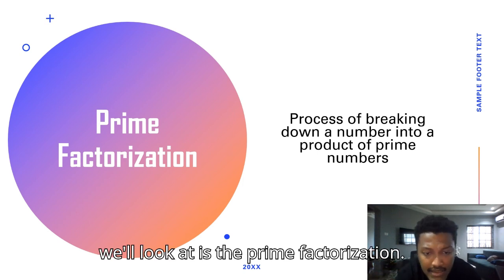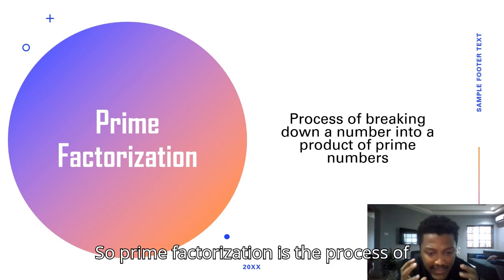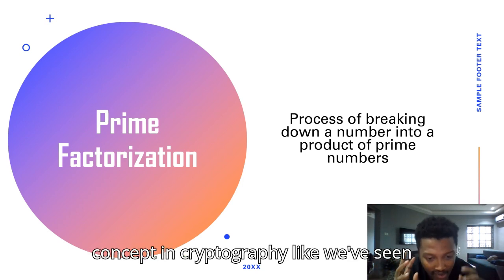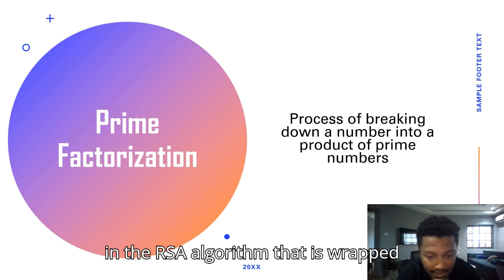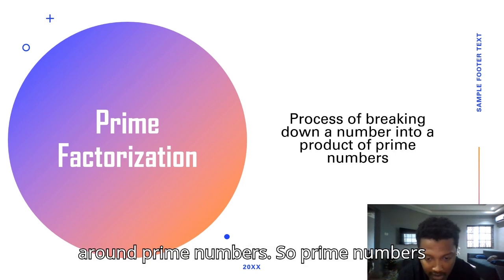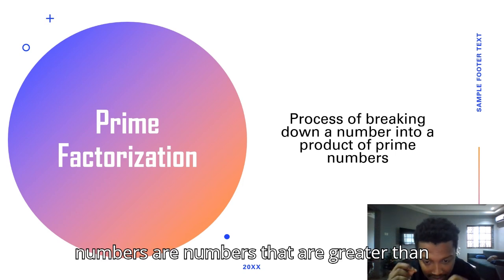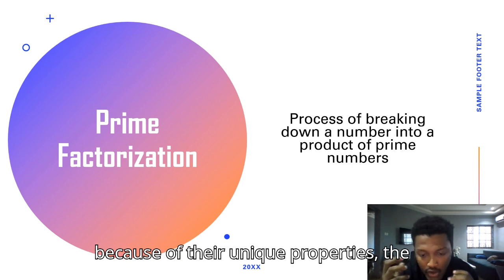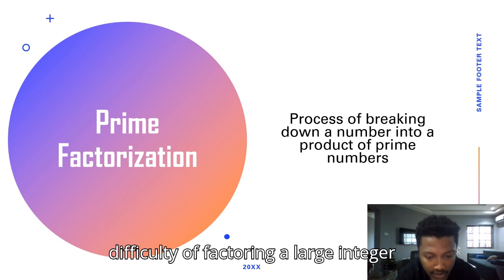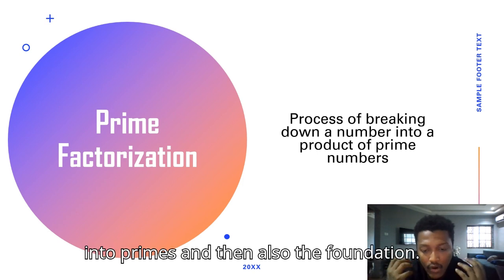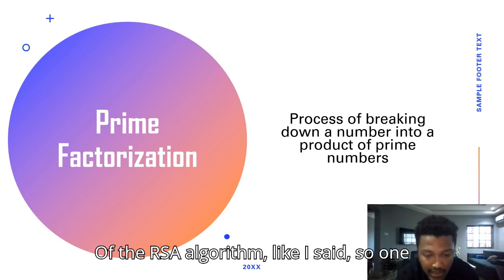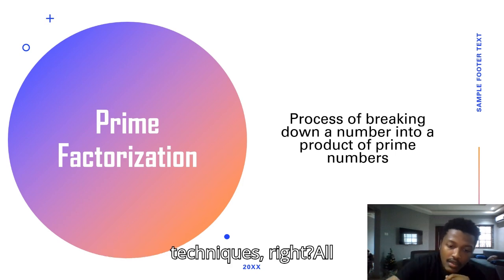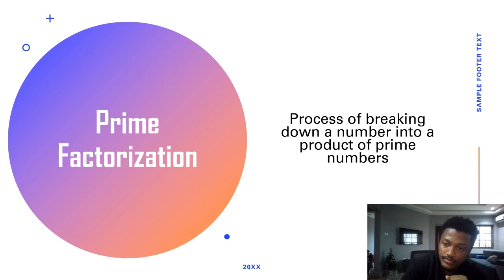So the last one we'll look at is prime factorization. Prime factorization is the process of breaking down a number into a product of prime numbers, and it is a key concept in cryptography, like we've seen in the RSA algorithm, which is built around prime numbers. Prime numbers are numbers greater than one with no divisors other than one and themselves. They play a vital role because of their unique properties, the difficulty of factoring a large integer into primes, and also the foundation of the RSA algorithm, like I said. It's one of the most widely used cryptography techniques, right? All right.